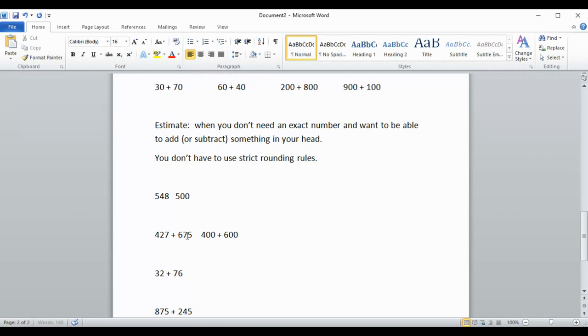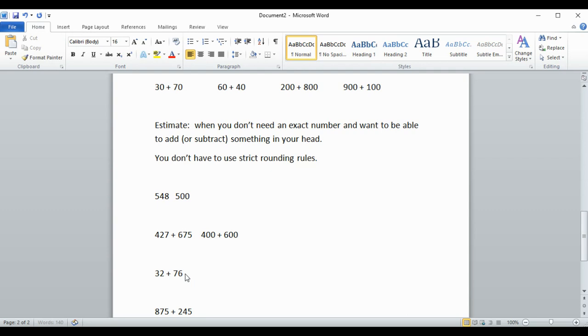So notice I didn't follow the strict rounding rule, because if I had, I'd have rounded this to 700. But instead of using the strict rounding rules, we are estimating and looking for compatible numbers. So that's the difference between compatible numbers and strictly rounding.